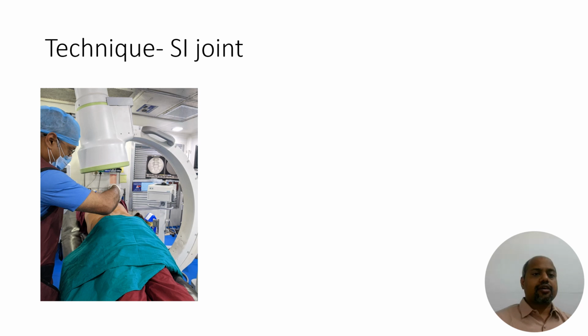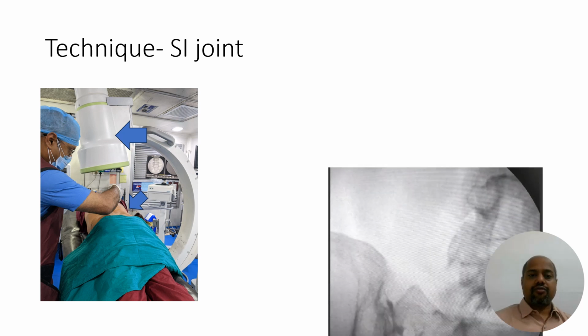Again, for the SI joint, what you do is you focus on the SI joint, and you turn the table to the opposite side. So basically, if you are giving the injection on the left side, you turn your C-arm to the right side. If you are giving it on the right side, you turn your C-arm to the left side.